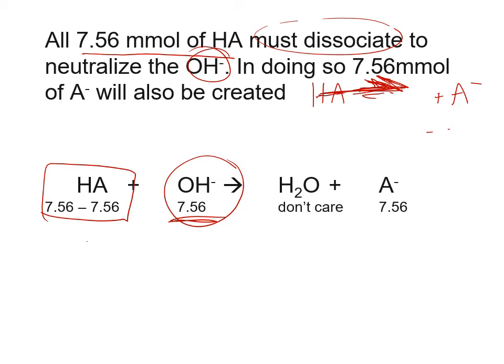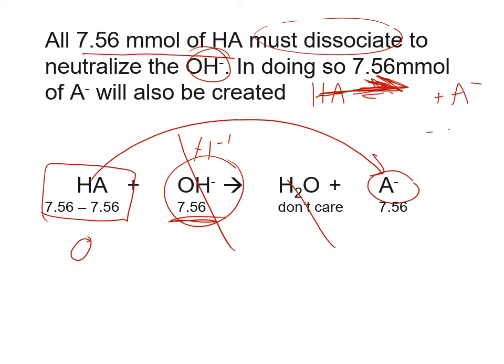And in doing so, we end up with zero of that weak acid left over because it's all dissociated by the hydroxide. The hydroxide reacted with the H plus, so they made water, so they're all gone as well. The water's there, but we don't care about it. And what we do need to realize is for every HA that did dissociate, we got another anion. And so if we dissociated 7.56 millimoles of HA, we would have produced 7.56 millimoles of anion.